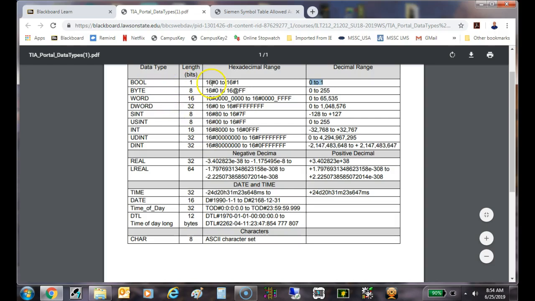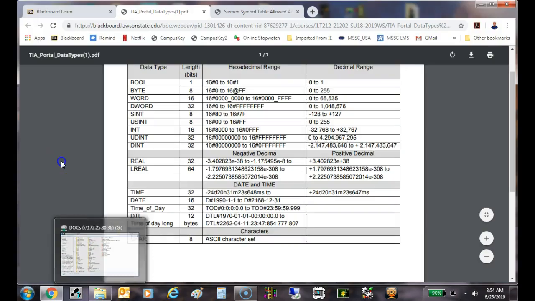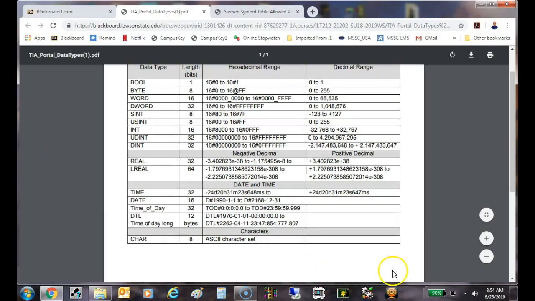And we can specify up to 16 different words, 0 to 1. A byte is 8 bits, we can represent numbers from 0 to 255. A word we can do, how do we calculate that, by the way? The number of combinations we could represent with any numbered system. Y'all remember that?